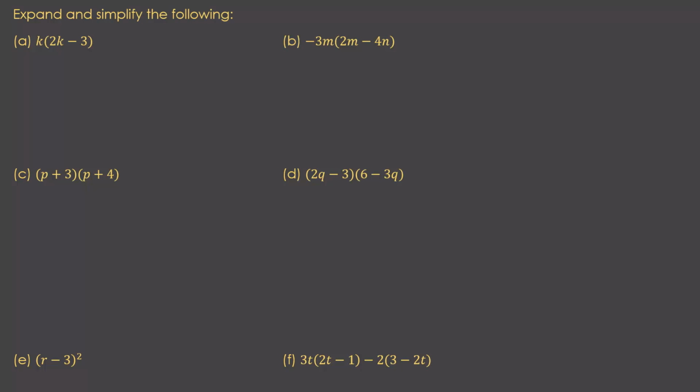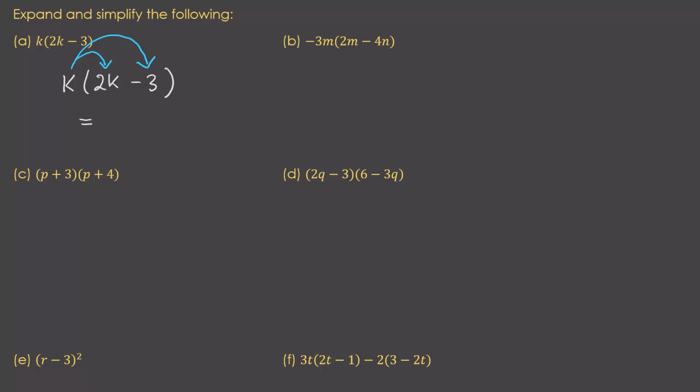Expand and simplify the following. So here we have k and 2k minus 3. We have to make sure the k multiplies both things, so you can use lines like this to help.